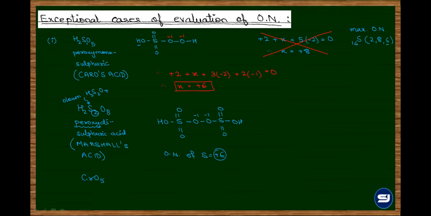CrO5. If you calculate it directly by taking oxygen as oxide, what would you get in the answer? +10. But again, what is the max oxidation state of chromium? +5? No, +7? Chromium is 24, copper is 29. Oh yeah, and chromium was an exception, +6, in terms of configuration also.